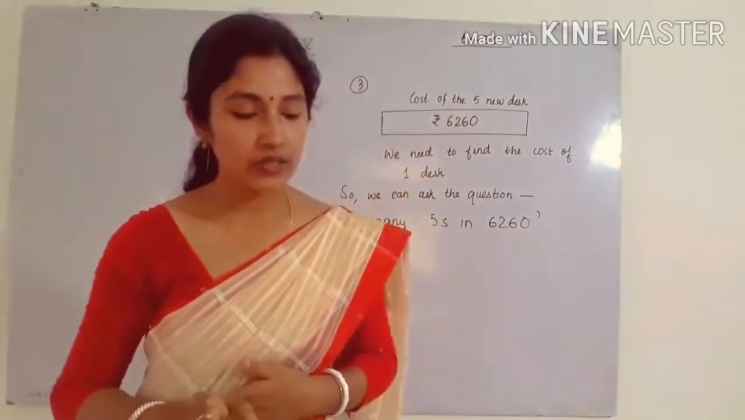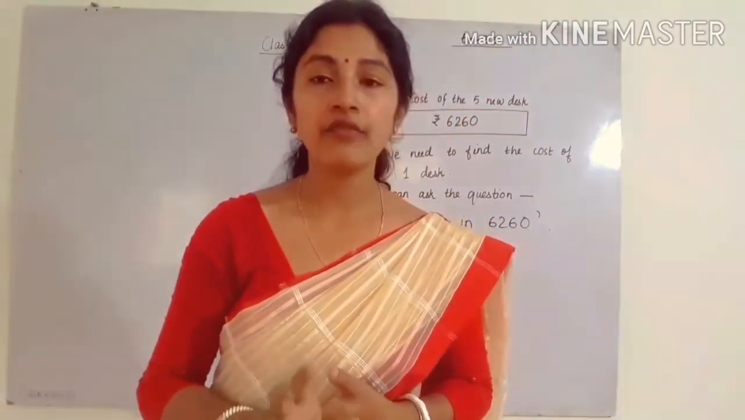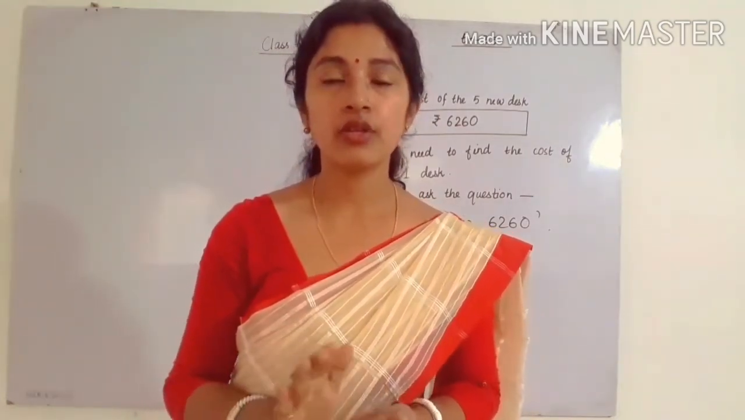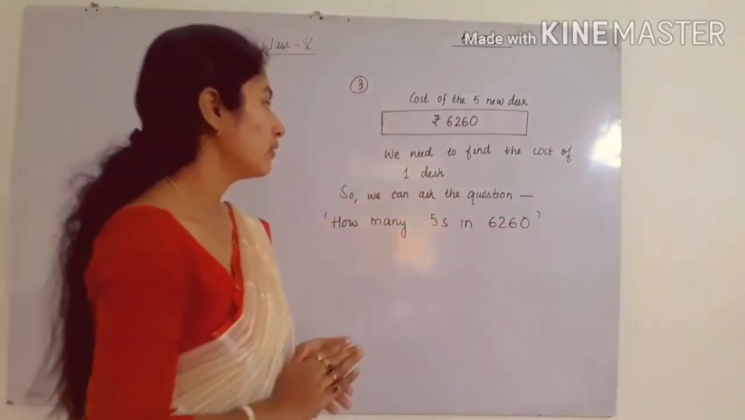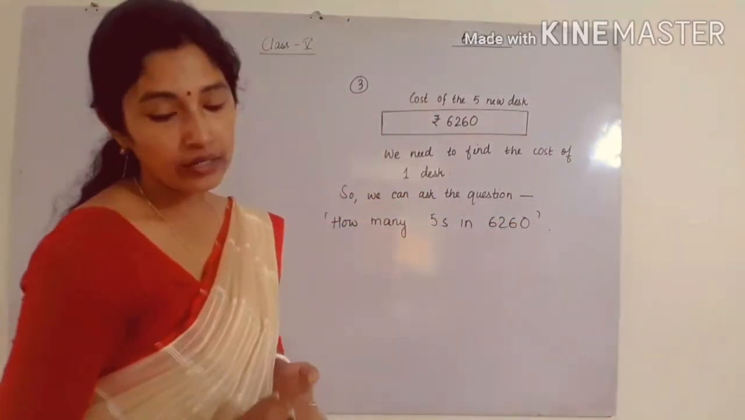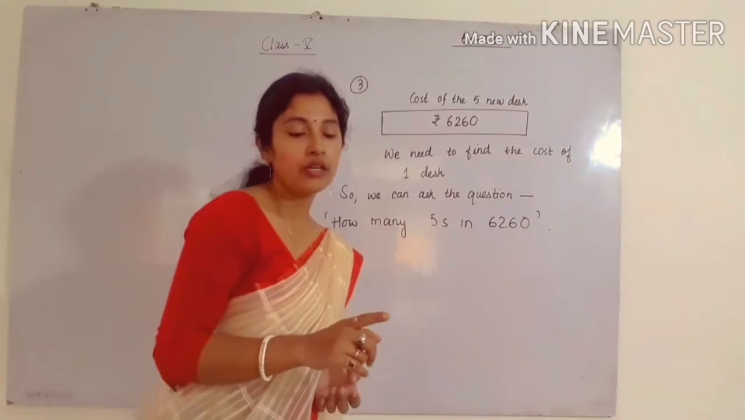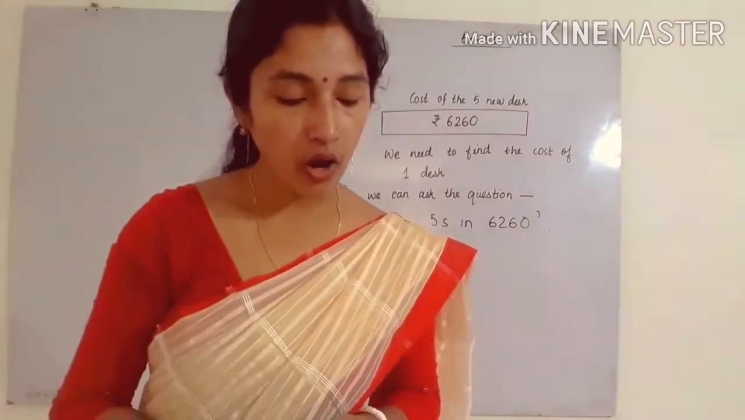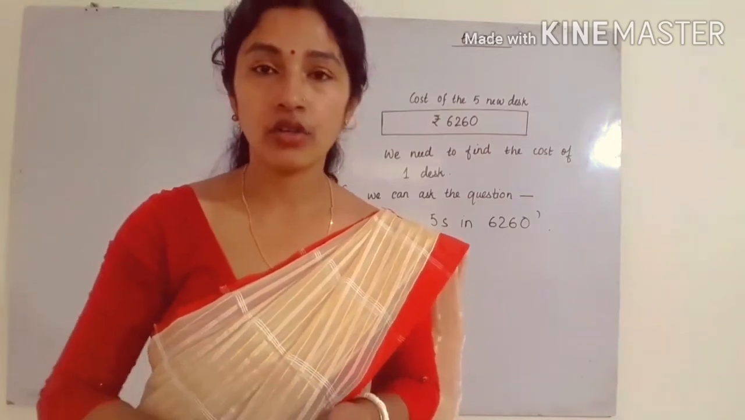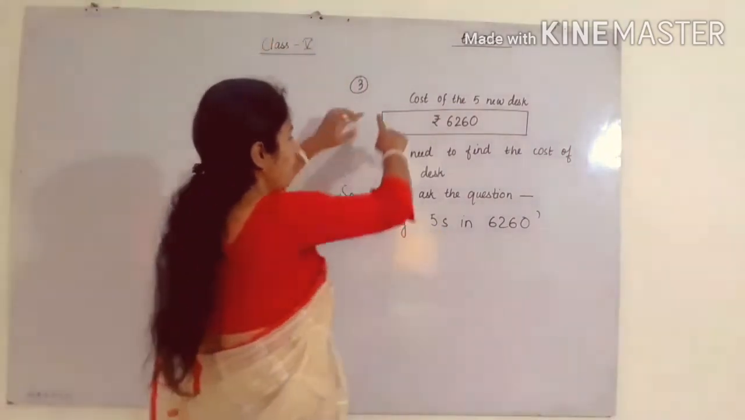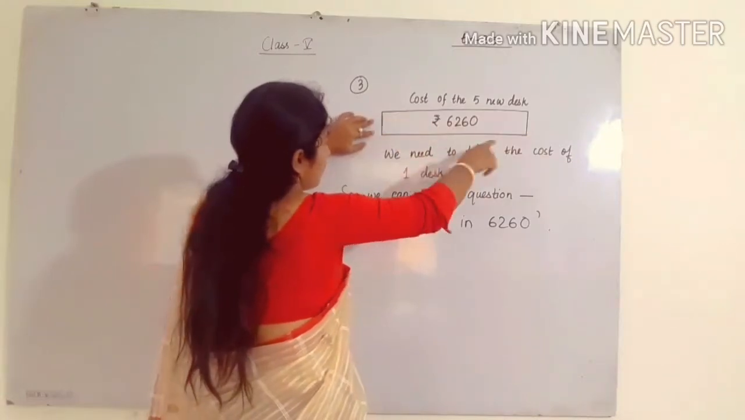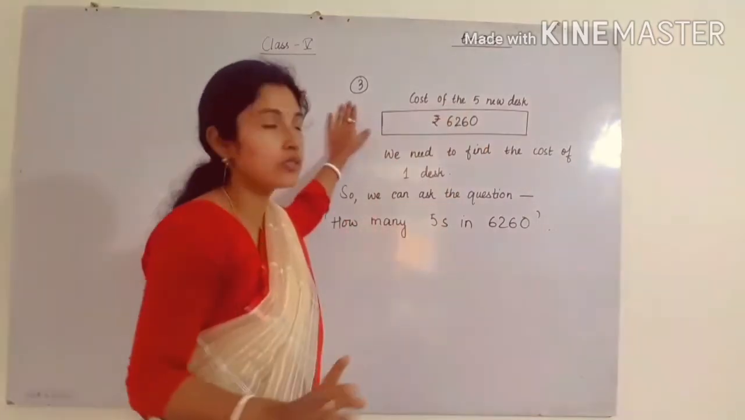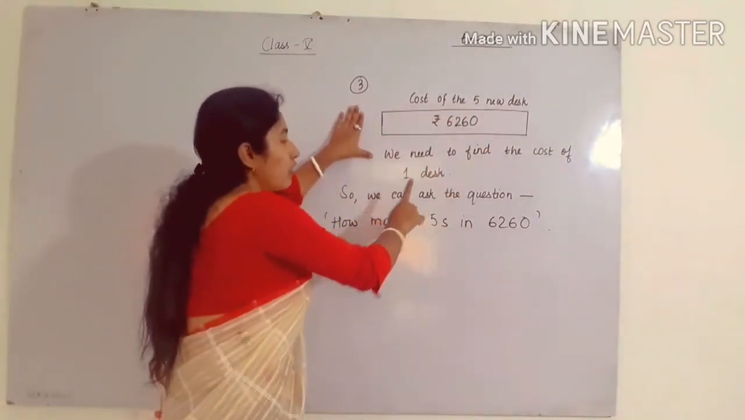An office paid rupees 6,260 for 5 new desks. That means the cost of 5 new desks is given, that is 6,260, and we have to find the cost of one desk. They are asking to find how much each desk cost. So see, this is the model I have drawn. This bar belongs to rupees 6260. This is the cost of 5 new desks, and we need to find the cost of one desk.